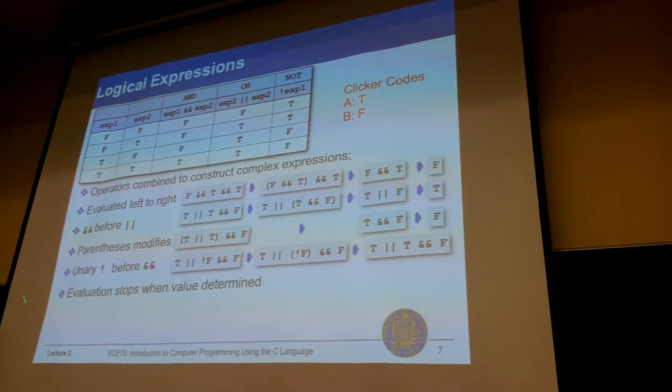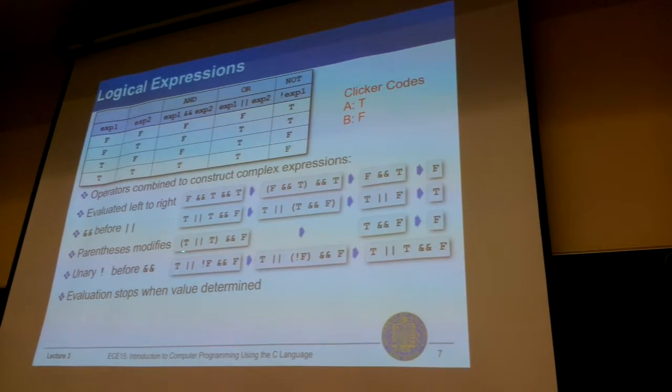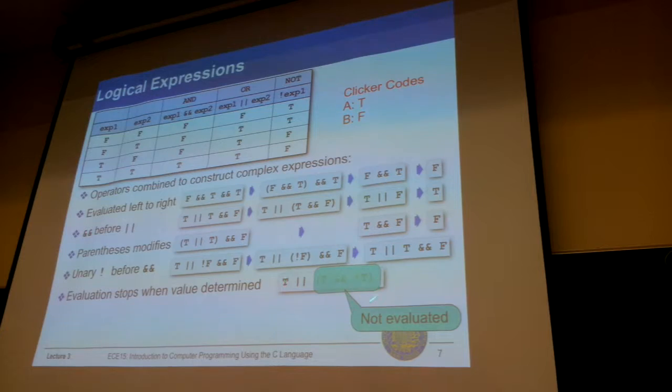So this point about evaluation stopping when the value is determined means we might not need to go through every operation to know what the answer will be. So for example, if we had true or false, we wouldn't need to get to that last false to know that the whole statement is true. So C can stop short, right? It can save compilation. We'll see an example. Here we have true or, and then another expression in the parentheses. We didn't need to actually evaluate the second portion to know that this whole expression is going to be true.